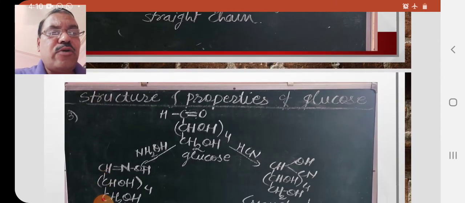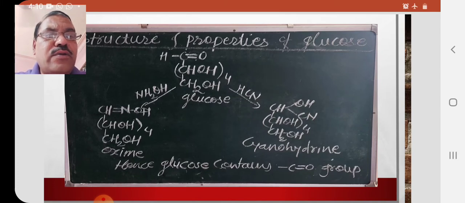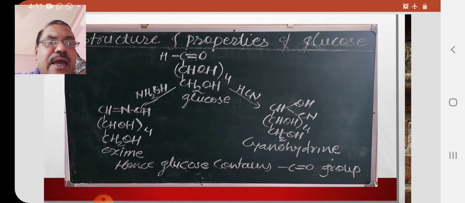Now the next property is, when glucose is reacted with hydroxylamine or hydrogen cyanide, it gives oxime, that is the CHO group is converted into CH=NOH, and when it is reacted with hydrogen cyanide, this aldehyde CHO group is converted into CHOH CN group. So by using this reaction it is determined that glucose contains a carbonyl group, that is C=O group.